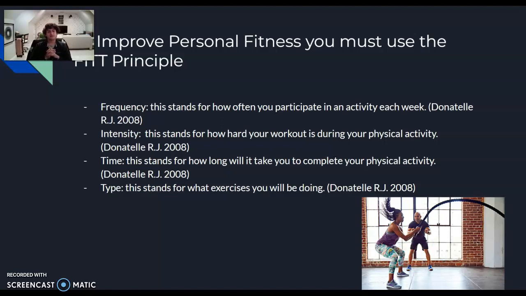And the type: what exercises will you be doing? If you're trying to get your mile down to 6 minutes, you'll be running. If you want to get your bench press up to 200 pounds, that means you'll be doing bench with weights. So this varies on which type you would like to do your workouts.